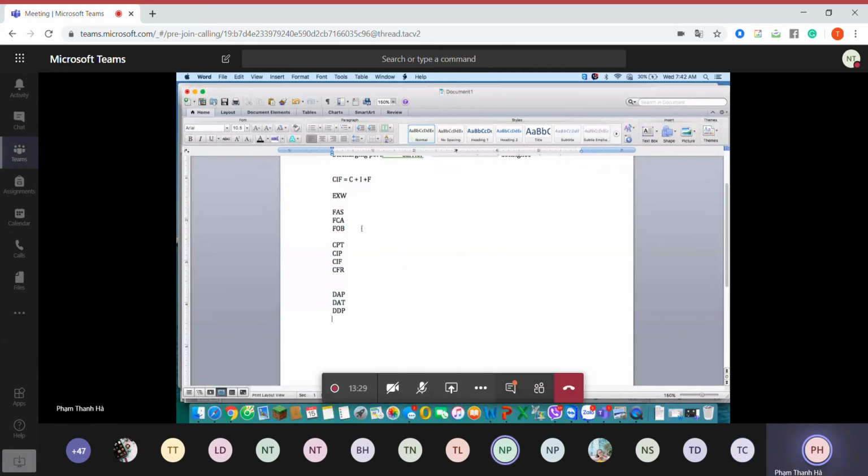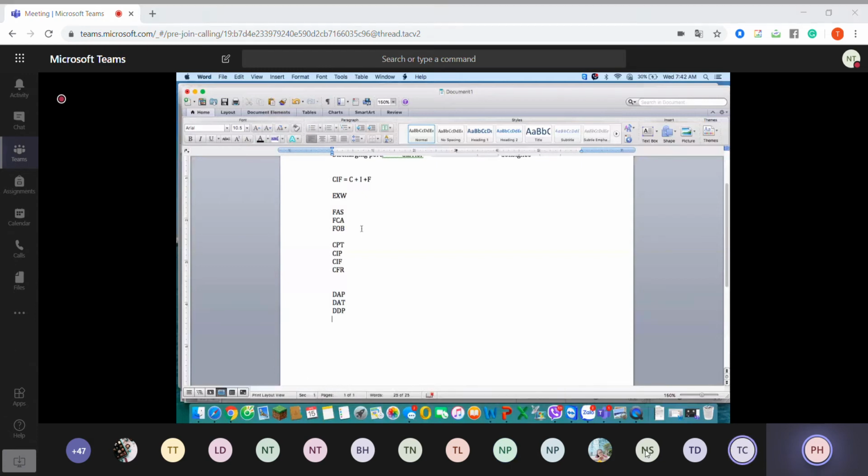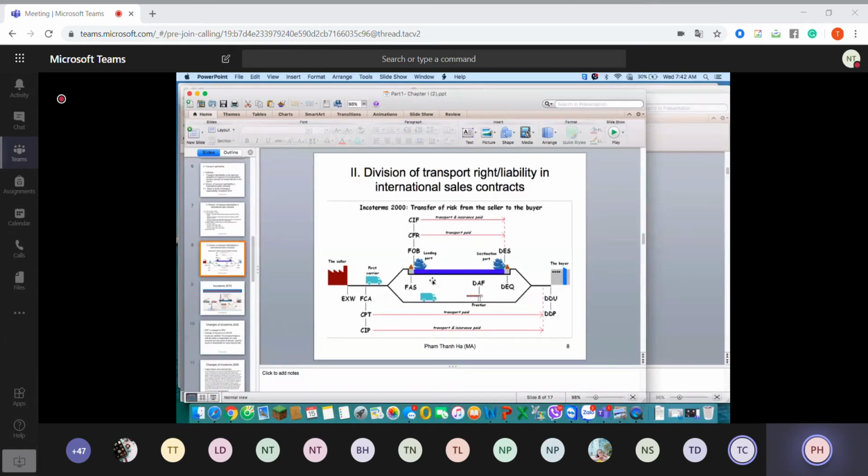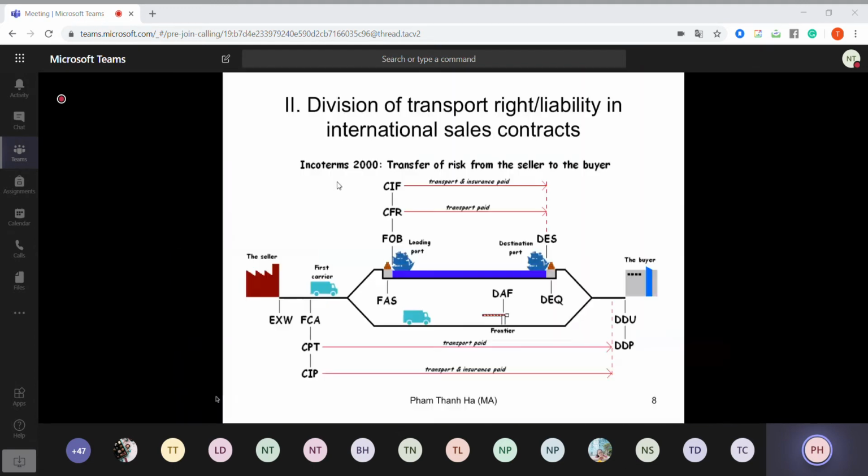So we finished the second group, the F groups. Now let's move to the C group. And of course, I want you to continue with the CIF and CFR. Who can explain further detail information related to the CIF and CFR, beside the main obligations that I have mentioned previously?